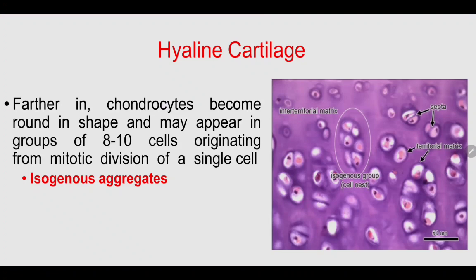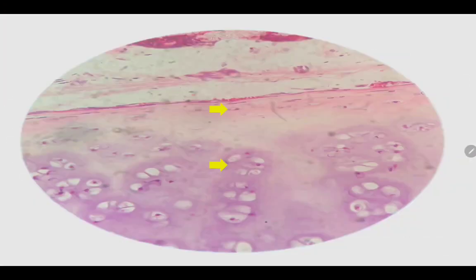Okay? So, ito yung sinasabi ko. Chondrocytes become round in shape, kasi elliptical yung kanilang old na shape, and may appear in groups of 8 to 10 cells, di ba? Originating from one chondrocyte. Okay? Ang tawag doon is isogenous cell group, isogenous group, or isogenous aggregate. Okay? So, let's have a review.